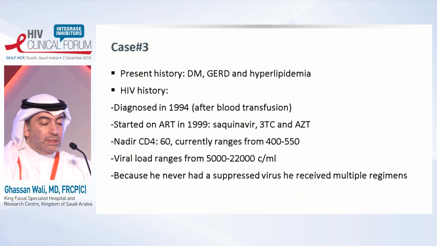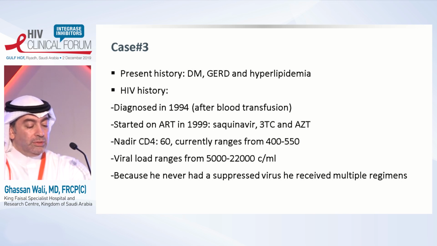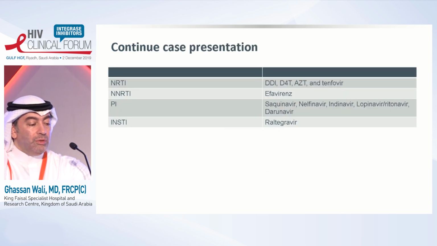The last case is a complex patient who was diagnosed in the 90s, started on all different regimens of HIV, and was non-compliant. He also has multiple comorbidities in terms of diabetes, GERD, and hyperlipidemia. Because of his non-adherence, his viral load was always detectable, so he never had any undetectable virus, and it ranged from 5,000 to 22,000 copies per ml with a low nadir CD4. So he was put in different regimens.